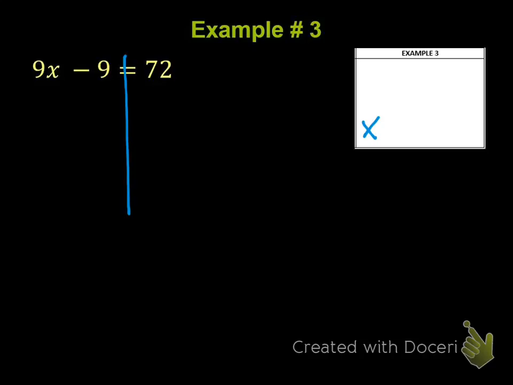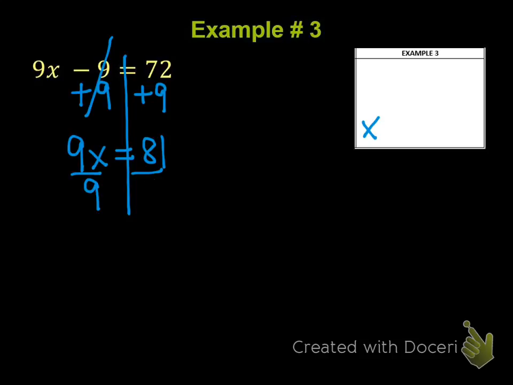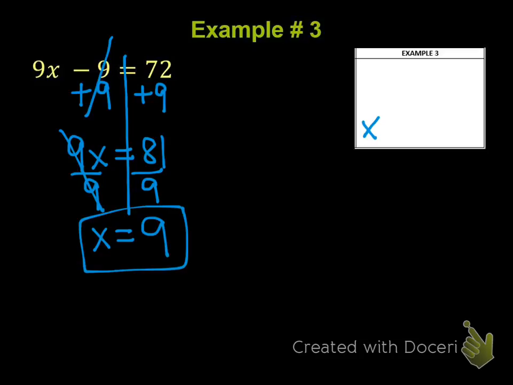So I'm going to add 9 to both sides first. On the left hand side, those 9's cancel and I get 9x equals 81. I see that I have multiplying here, so I'm going to divide by 9 on both sides. 9 divided by 9 is 1, so 1x is just x, equals 81 divided by 9 is 9. So x equals 9 is my answer.